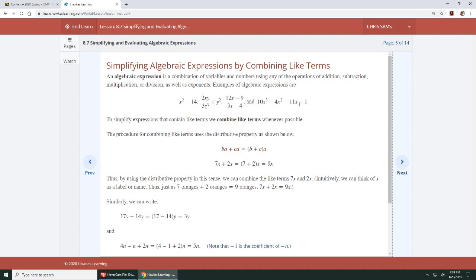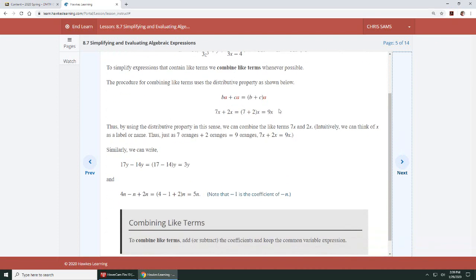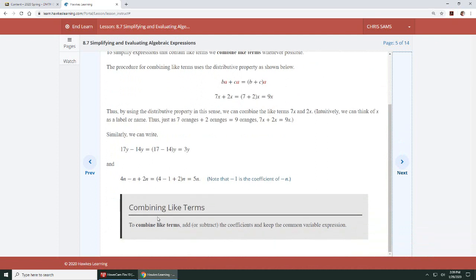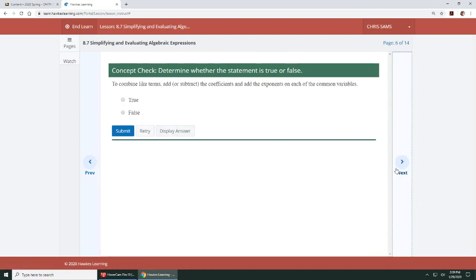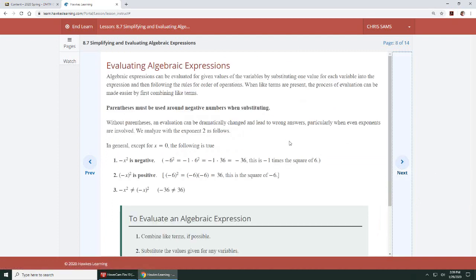So the first few we saw did not have addition or subtraction in them. Now we do. We have terms separated with addition and subtraction. We're going to use those properties that we talked about to simplify and combine like terms. To combine like terms, this is what you do. You add or subtract the coefficients, the numbers out front, and you keep the common variables. The variables will not be changing, only the coefficients, only the numbers out front. They're going to show you some examples. You can go through those examples if you want to.